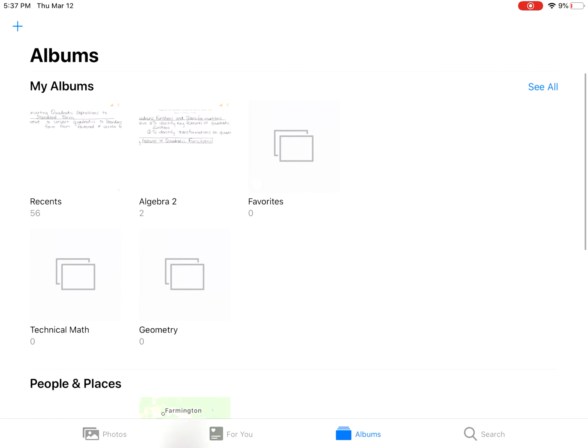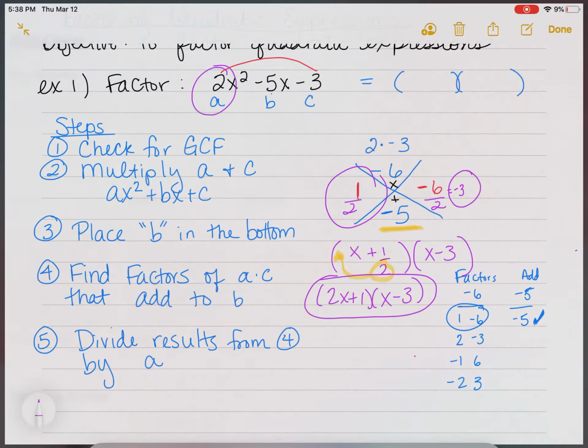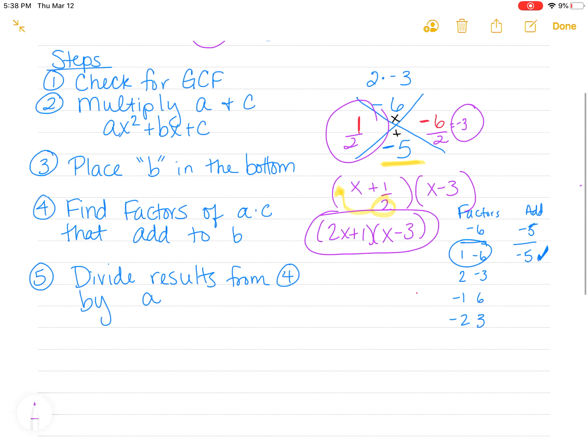Whoops. Hang on, guys. Sorry about this. I've swiped a little too hard.